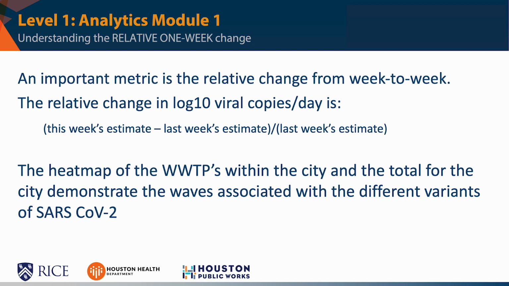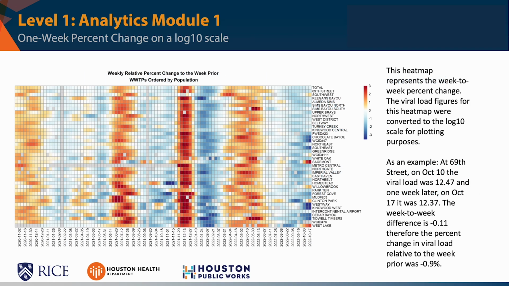We then look at the relative one-week change. It takes the difference between this week's estimate of copies per day and last week's estimate of copies per day. We will also cover an example on the next slide. This information of relative percent change is then shown in a heat map. In this example, we see that the percent change is calculated with the log 10 values. These could also be calculated with the log 10 transformation removed.